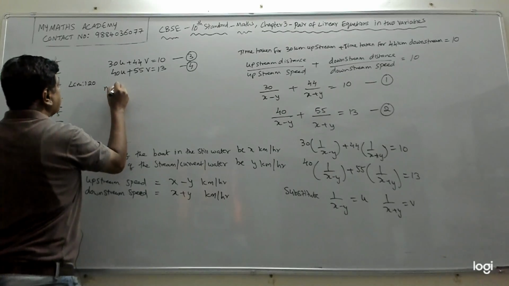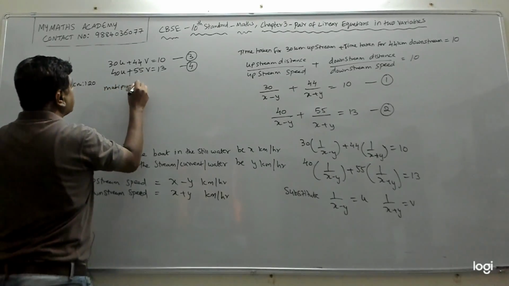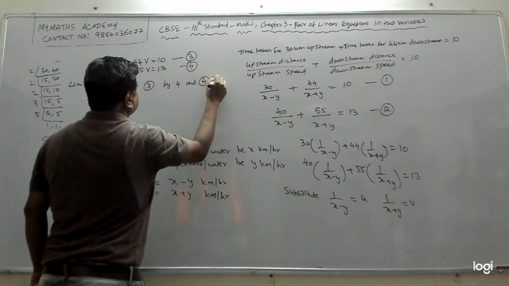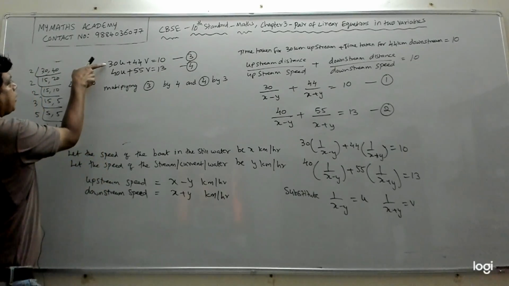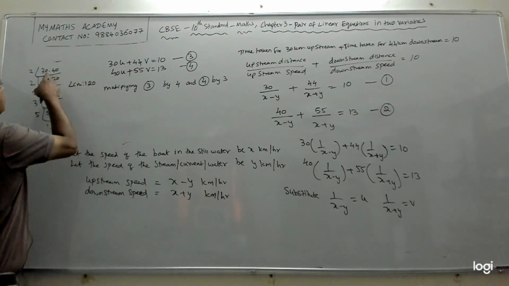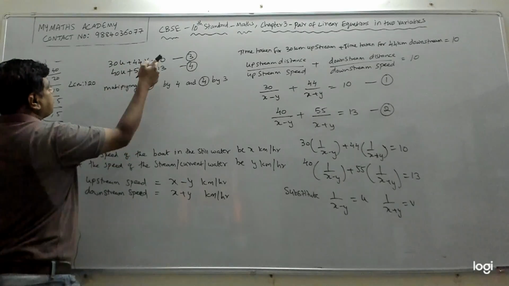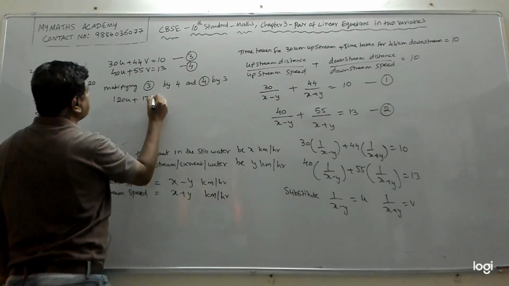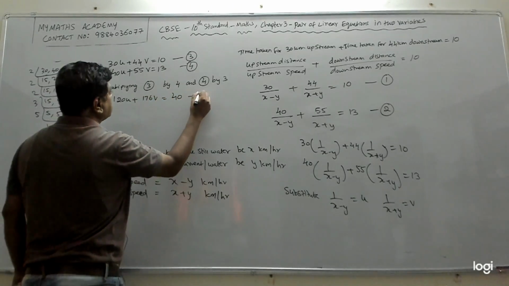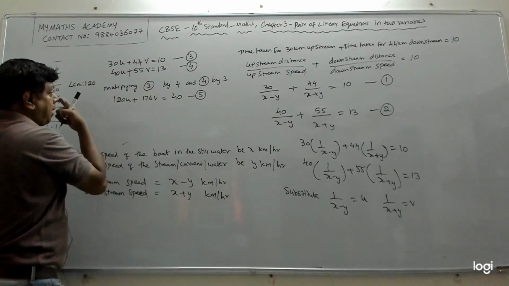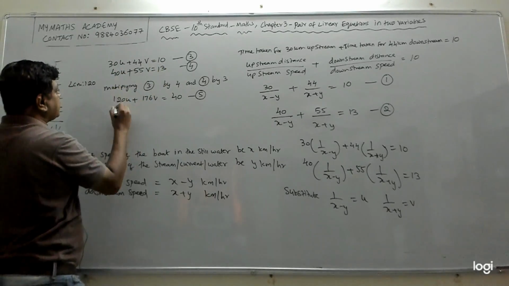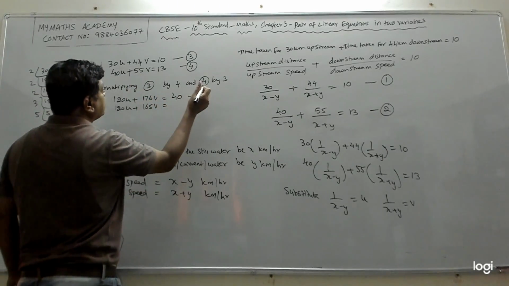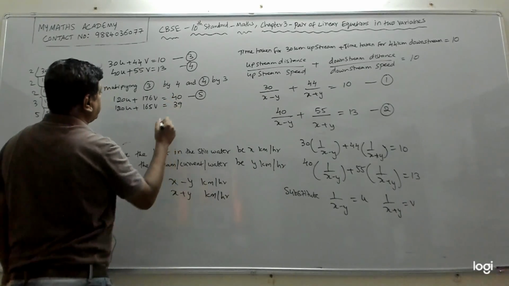So now multiplying equation 3 by 4 and equation 4 by 3. I'm going to multiply this by 4 because only then I'll get 120, which is the LCM of 30 and 40. So if I multiply, I'll get 120u plus 4 into 44 is 176v equal to 40. This is the fifth equation. I'm multiplying this throughout by 4. Now multiply this with 3. So 120u plus 55 into 3 is 165v equal to 3 into 13 is 39.